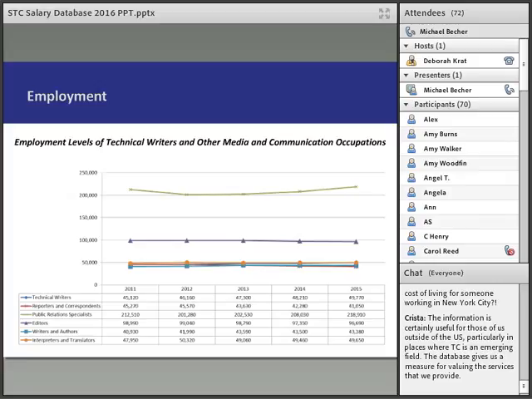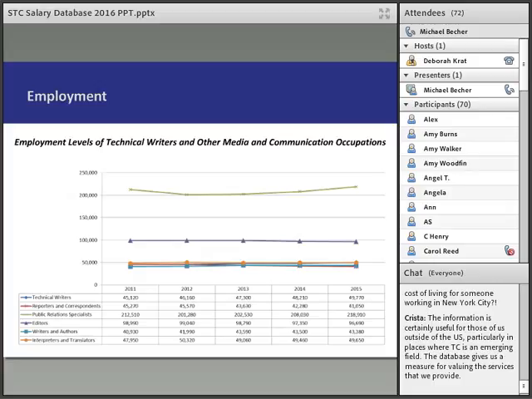Now, looking at the employment levels of the technical writers and the other media and communication occupations, this graph gets a little tight at the bottom just because there's so much overlap between the writers and authors, interpreters and translators, and also the reporters and correspondents, and also the technical writers are in there. There's about 4 there at the bottom that's really hard to see, but you can see at the bottom there's a table just showing the increases of each of them over the past few years.